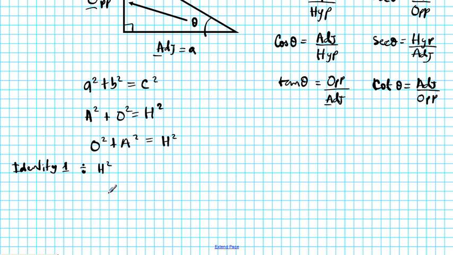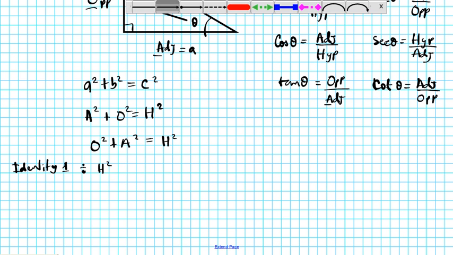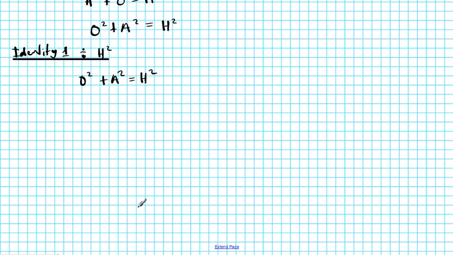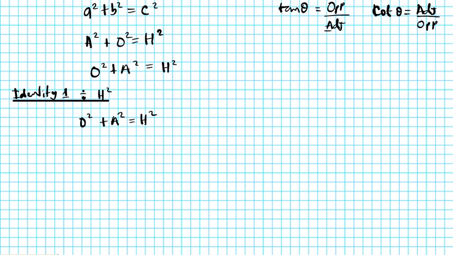So starting with what we ended up with, O squared plus A squared equals H squared, which is just the Pythagorean theorem using A, B, and C. I'm going to divide everything by H squared. Let's see what happens. So I divide this by H squared, divide this by H squared, and divide that by H squared. Okay, so what happens here?